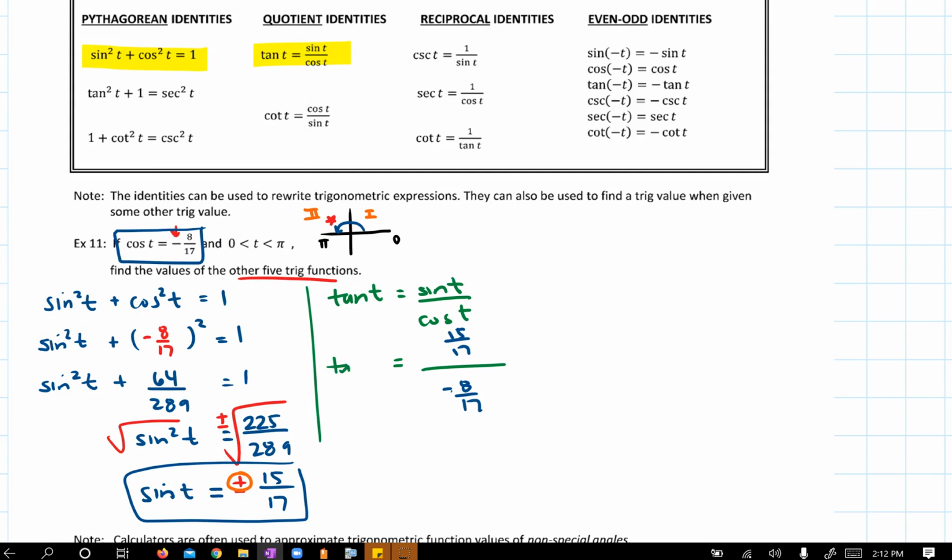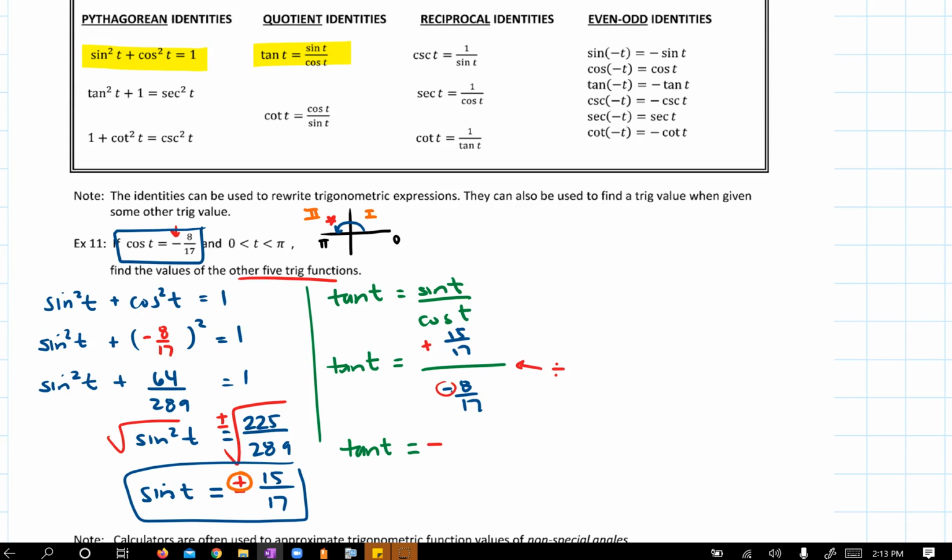So we still have tangent of t that we're looking for. And now we've got ourselves a complex fraction. Remember, we're looking at ways to simplify this. There are some shortcuts, but we technically have ourselves a division bar right here. And remember, we do have a positive fraction divided by a negative fraction. So in the end, we will have a negative answer.